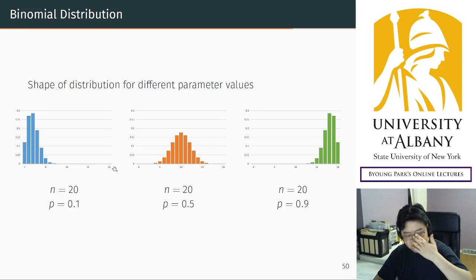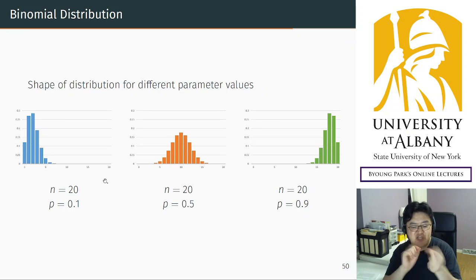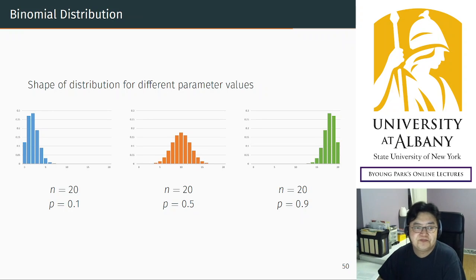So these two numbers give 21 different probabilities here because n is 20. There are 21 possible values and two parameters. By changing those two parameters, you can change the shape of the distribution. The shape of the distribution can change depending on those parameters.